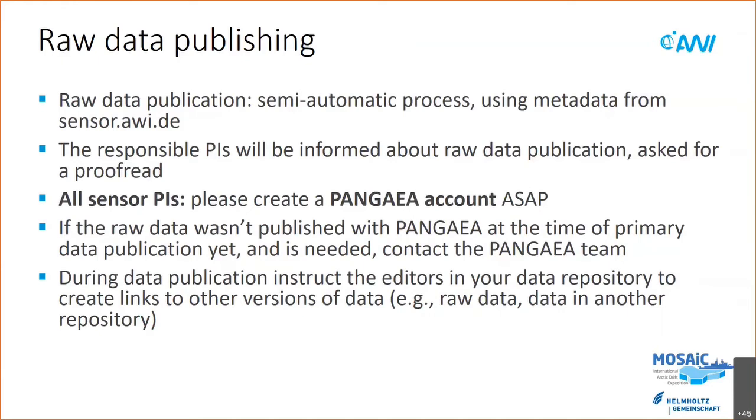If the raw data wasn't published in Pangaea yet at the time when you submit your primary data for publication, and you need these two versions to be interconnected, please contact us, and we can speed up the publication of the particular sensor that you're interested in. And also, during the data publication, please instruct us to create links to other versions of your data, for example, raw data or data published in another repository. This is all possible. We just need to know about that.